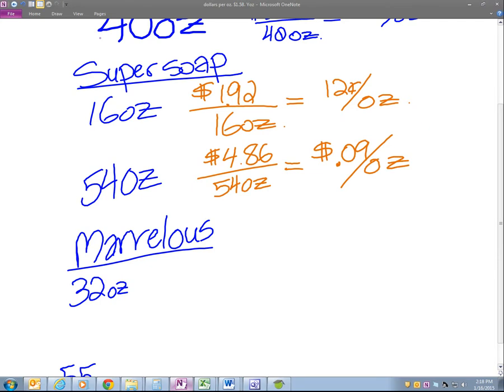Which one would I choose? If I had to choose Super Soap and that was the only thing they had in stock, which one would be the best buy, Harrison? The 54 ounce would be the better buy because it's less money per ounce, regardless of how big it is. Good. All right. Next one. And that's how it works.